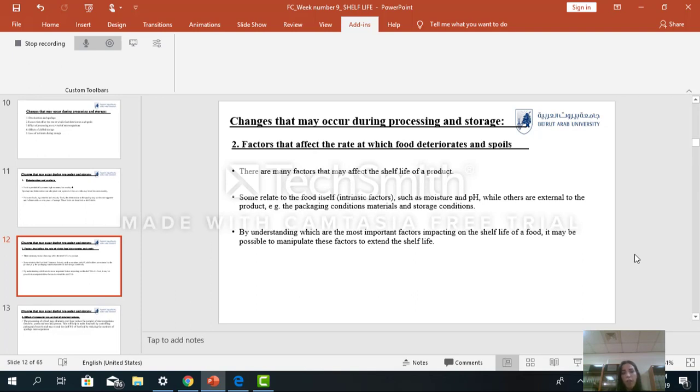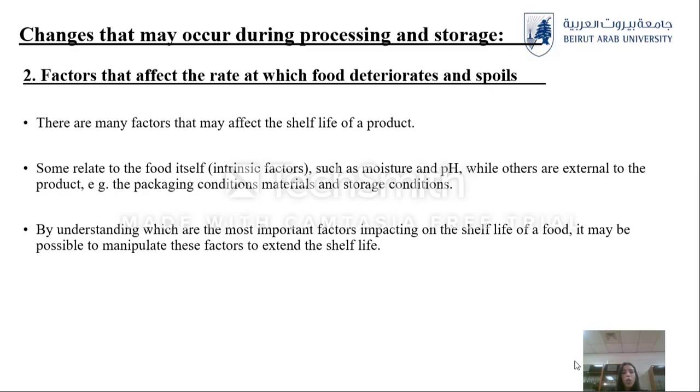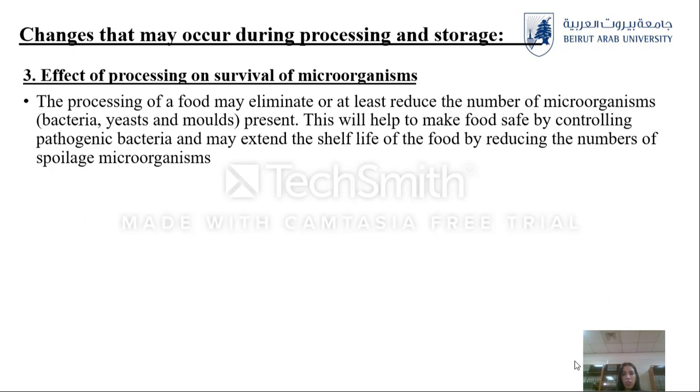So what are the factors that affect the rate at which the food deteriorates and spoils? We have many factors. Some of them are intrinsic, some others are extrinsic. Intrinsic such as the moisture and the pH, and extrinsic such as the packaging material and storage conditions. Okay, so we need to understand more about these factors to be able to check how they affect the shelf life of the food.